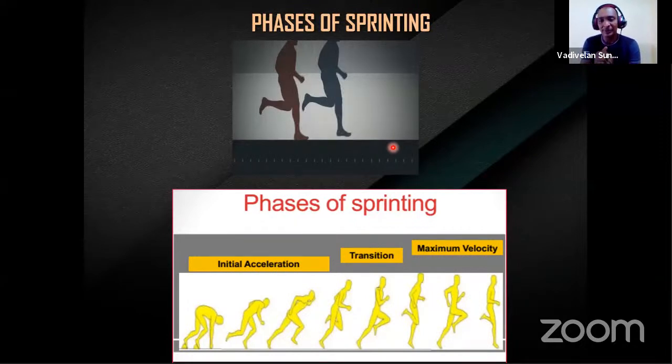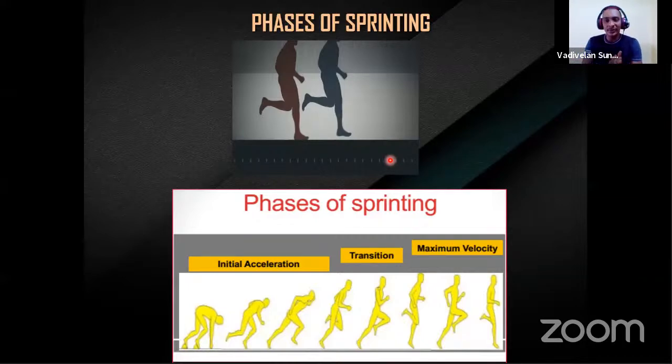So this is the sprinting starting position, okay, and the athlete kicks off back and hits the ground. How fast and how quick he hits the ground, that is the ground reaction force. Newton's third law: how much force you give, you get back. Each and every force has an equal and opposite reaction. So here the athlete hits the ground and gets a force to move forward. That's the initial acceleration phase, and then it moves to the transition and the maximum velocity. So these are the phases of running.